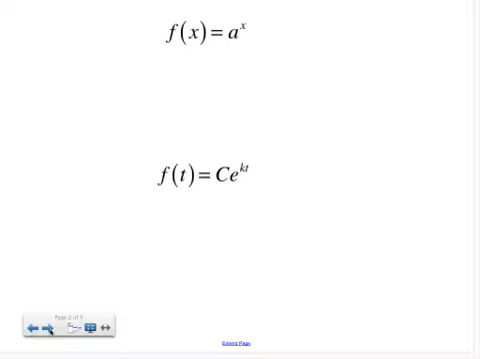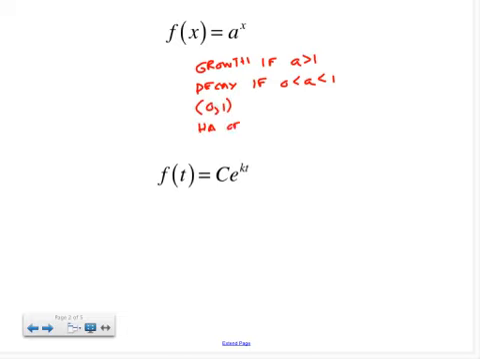Number 1, we know that this is going to represent an exponential growth model if a was greater than 1. And we understand this is an exponential decay model if a was bigger than 0 but less than 1. We know that all the parent exponential functions go through the point 0, 1, and they all have a horizontal asymptote of the y-axis.